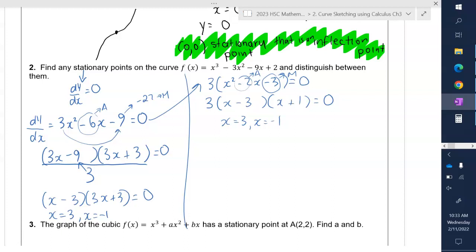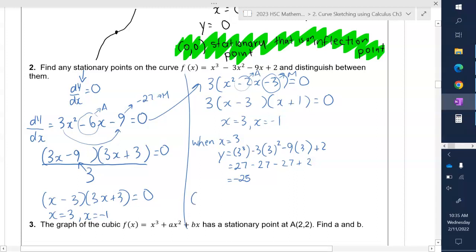So if you saw the shortcut by factorising out the 3, excellent. Otherwise, the other way wasn't too much harder. So that's our x values at the stationary points. Let's find our corresponding y values. So when x is 3, what's our y equal? When x is 3, y is going to be equal to 3 cubed minus 3 lots of 3 squared minus 9 lots of 3 plus 2. When I pop 3 through, I end up with -25. So my first stationary point is (3, -25).